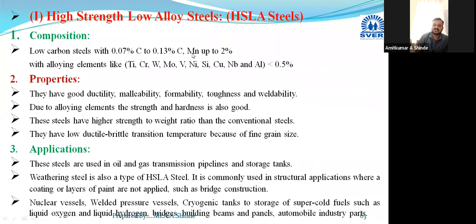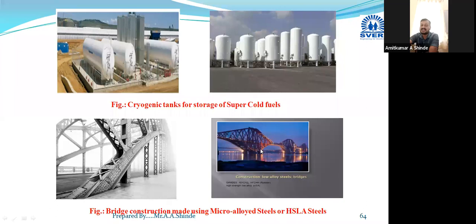In today's session, we have completed HSLA steel, that is high strength low alloy steel, along with its composition, properties, and applications. Its general properties: it is very soft, malleable, and ductile in nature, and provides very good strength and hardness also. It is used for manufacturing of oil and gas transmission pipelines and storage tanks. Then it is used for manufacturing of weathering steel, which is used for different bridges, and it does not require any external painting or coating to protect the bridge from environmental conditions.